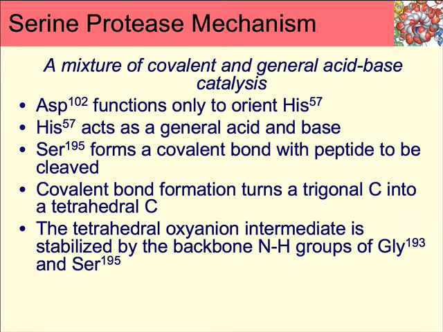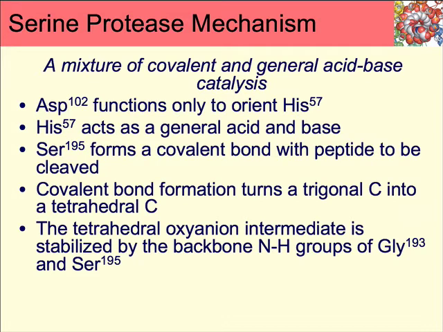Now, the mechanism of the serine proteases is really a mixture of covalent and general acid-base catalysis. The aspartate residue has only one very simple job. It only functions to orient the histidine in the active site. The histidine 57, on the other hand, acts both as a general acid and a general base in the reaction. And the serine 195 involves formation of a covalent bond with the peptide to be cleaved.